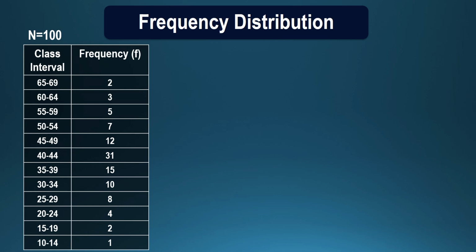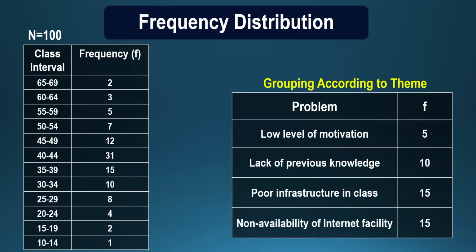You can also group the collected data according to certain themes. For example, a teacher is interested in finding out the problems faced by him in the classroom, and maybe the problems are the low level of motivation of students, lack of previous knowledge with students, poor infrastructure in class, non-availability of internet facility in the class. Then you can work out how many teachers actually point out this problem which is faced by them in the classroom situation.